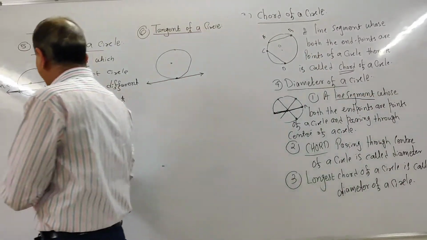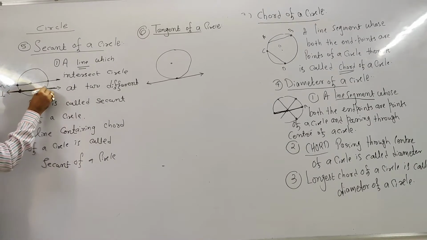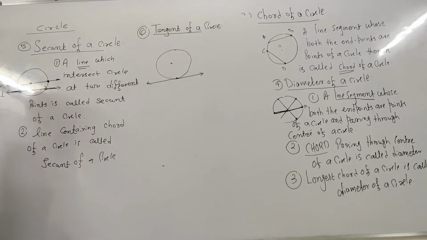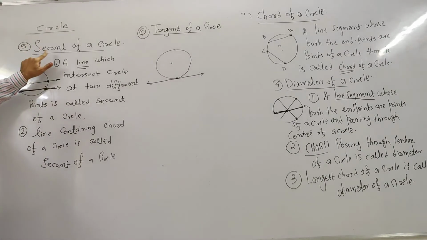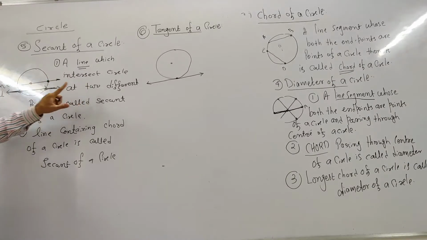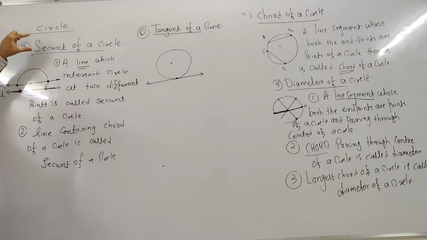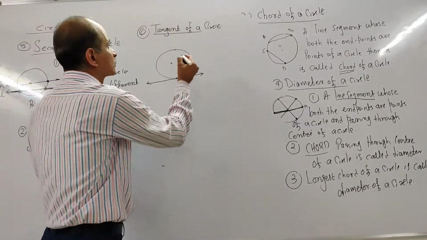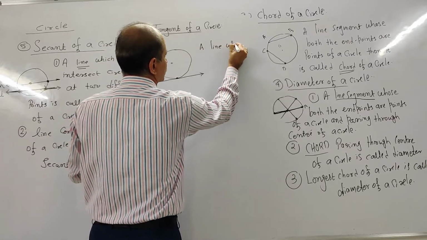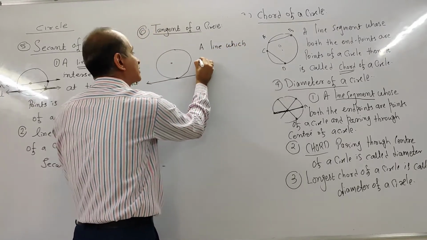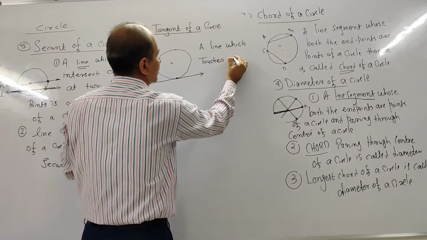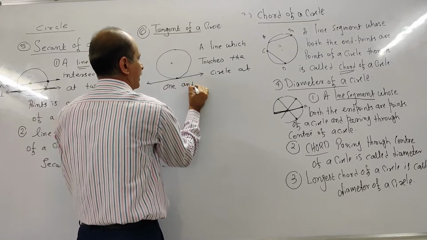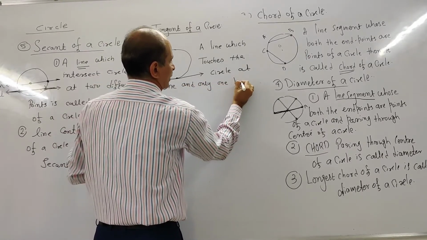So friends, in both figures, L intersects the circle at 2 distinct points. M also intersects the circle at 2 distinct points. Though it passes through the center, the center is not a point of a circle, and that's why L is also known as secant of a circle. M is also intersecting the circle at 2 points, not 3 points, and that's why it is also known as secant. But a tangent is a line which intersects the circle at one and only 1 point. So a line which you can't say intersects, you have to write touches. A line which touches the circle at one and only 1 point.